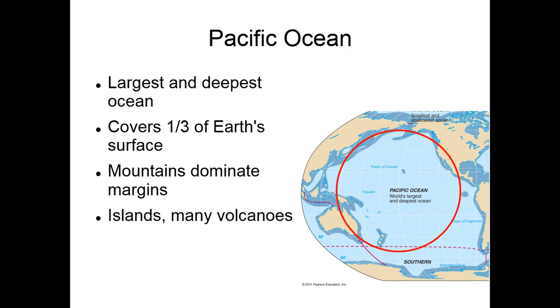Surrounding the Pacific Ocean are mountainous regions, and also dotted throughout the Pacific Ocean are lots of volcanic islands. Also, the mountainous regions have volcanoes as well on the continents. And this is due to the tectonic activity around the Pacific Ocean, which we're going to get to in a lecture soon.